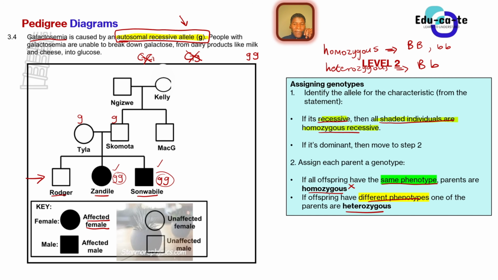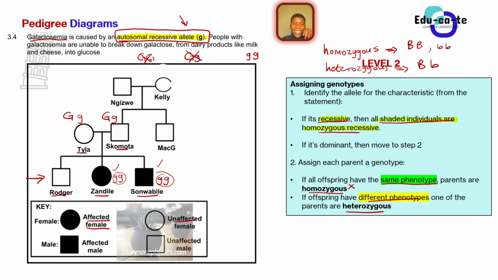Remember that these alleles are coming from the parents, so there is no possible way for Zandile and Sonwabile to just get the condition from nowhere else. They've inherited the alleles causing this condition from the parents and only the parents and no one else. But you can see that Tyler and Skomota are unaffected. They do not have the condition. And we say that the condition is caused by a recessive allele. So it means that they must have a dominant allele that is causing them to not have the condition.